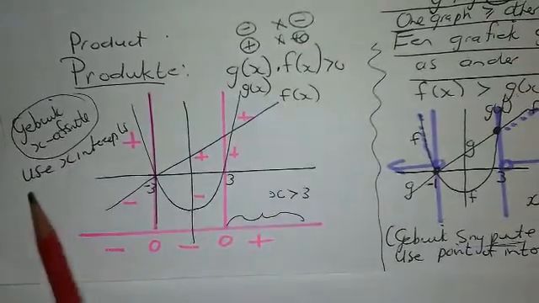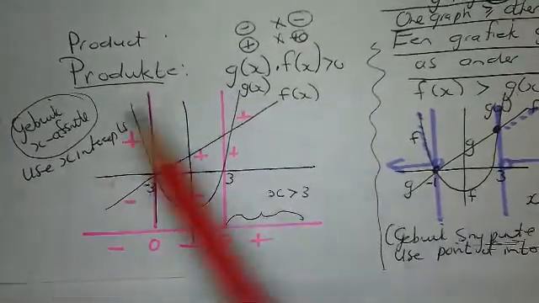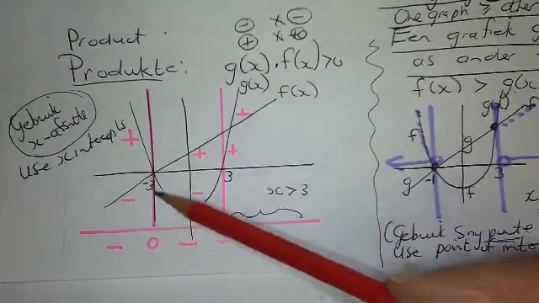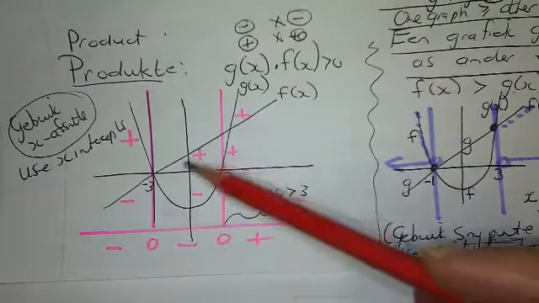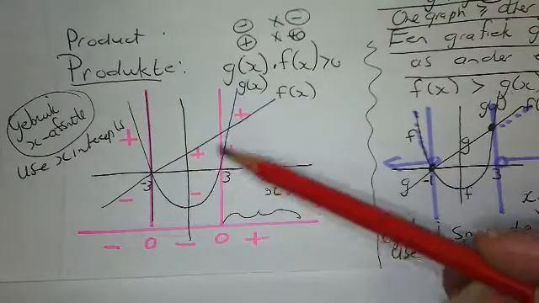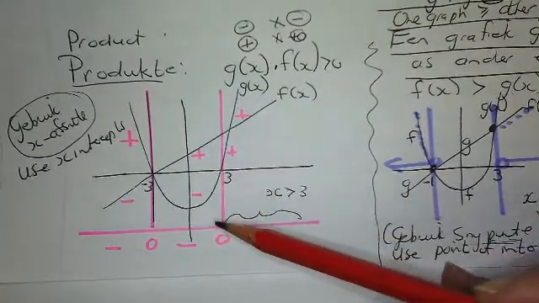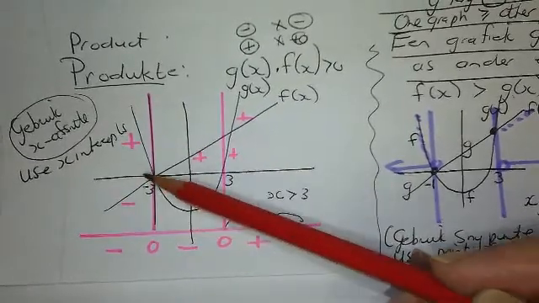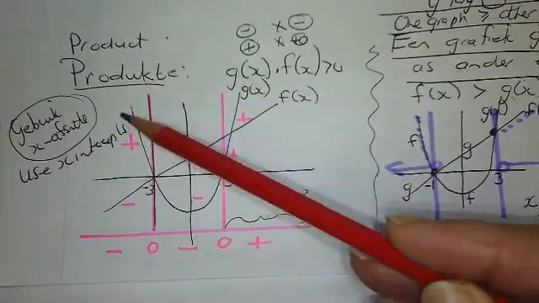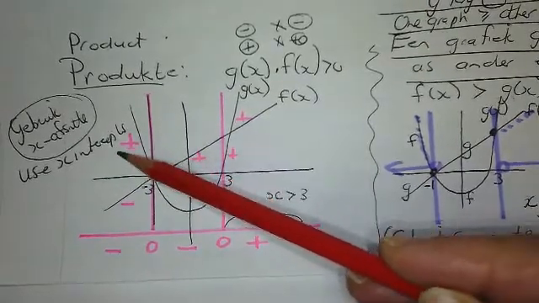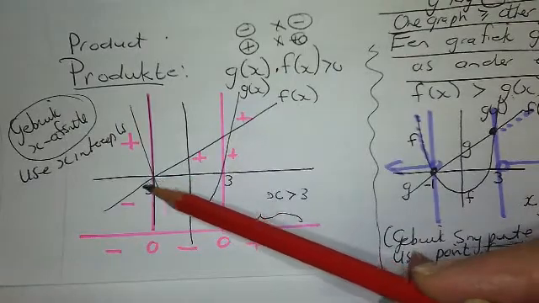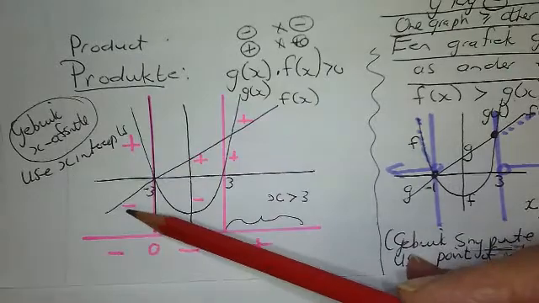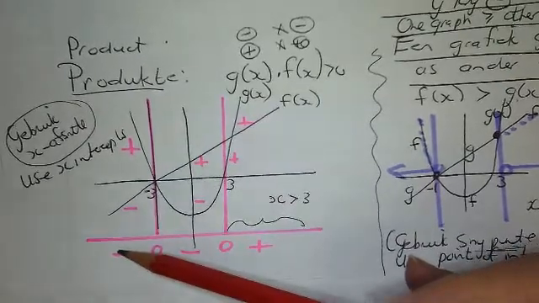So what I do is I use my x-intercepts and I do blocks. Look at the pink lines. So this is my x-intercept. I do a block there. This is my next x-intercept, so I do my block there. So what I'm going to do now is I'm going to multiply. Can you see this parabola? It's above, so that means it's a positive sign. Can you see this straight line? It's below the x-axis, so it's a negative. If you multiply those two signs, you get a negative answer.